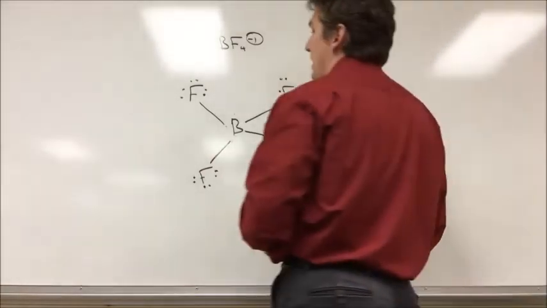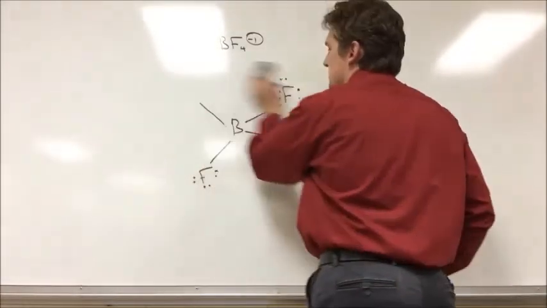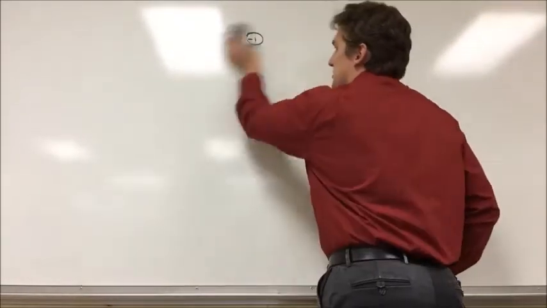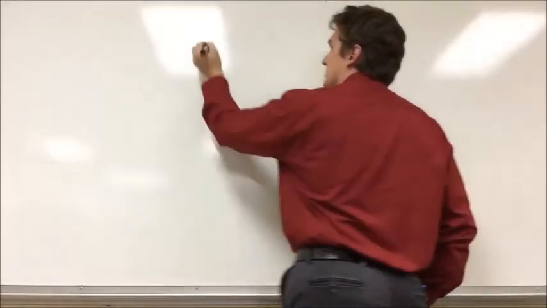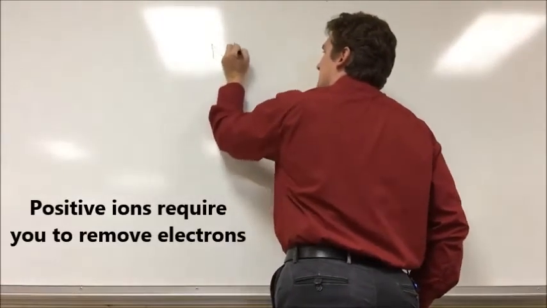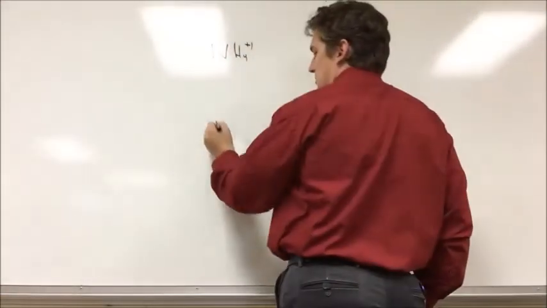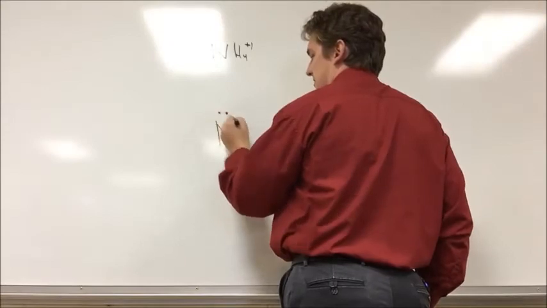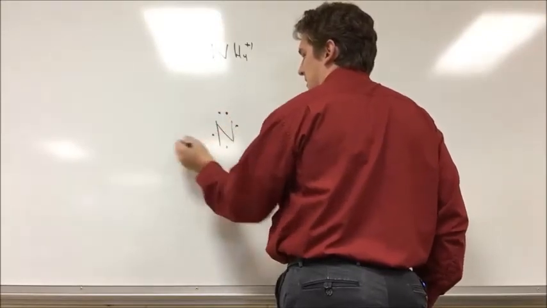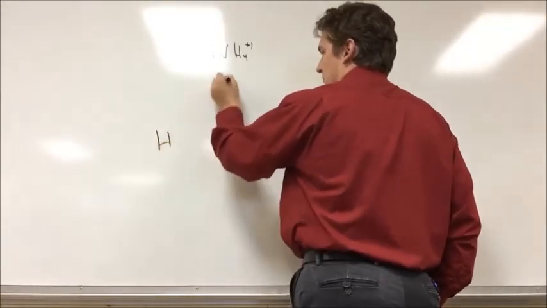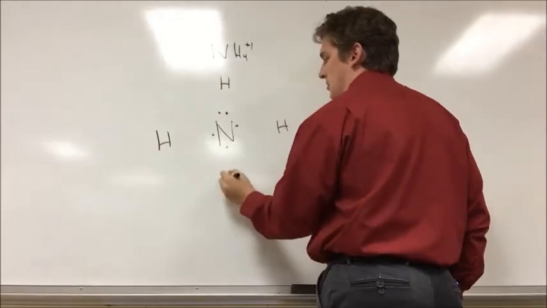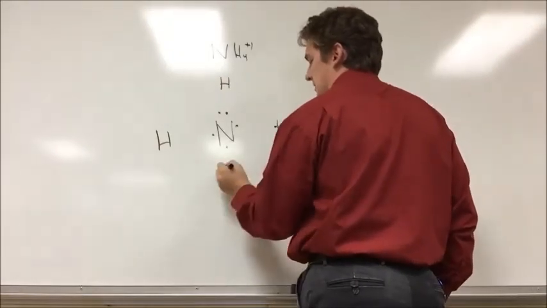Now let's say we work with a positive ion instead of a negative ion. Well, instead of adding electrons, what you're going to do is subtract electrons. So if we look at something like ammonium, NH4 plus 1, we start out with nitrogen with 5 valence electrons. We have 4 hydrogens, which means that we're perfectly capable of forming bonds.